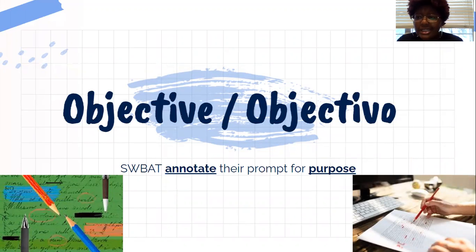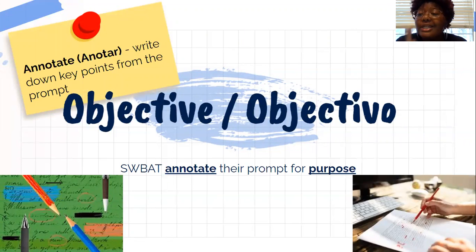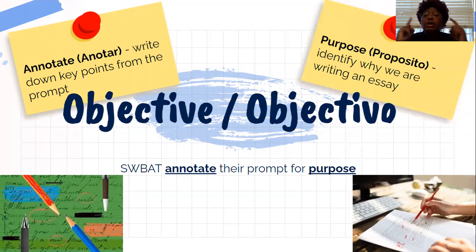So what are students going to be able to do? Go ahead and answer that question. So when we talk about annotating, annotar, we mean that we're going to write down our key points from the prompt. We're going to highlight and mark up our prompt, and we're going to write down the key points. When we talk about purpose, or propósito, we're identifying why we are writing this essay. So finding the purpose is knowing why we're writing our essay. So what is annotating? What is purpose?